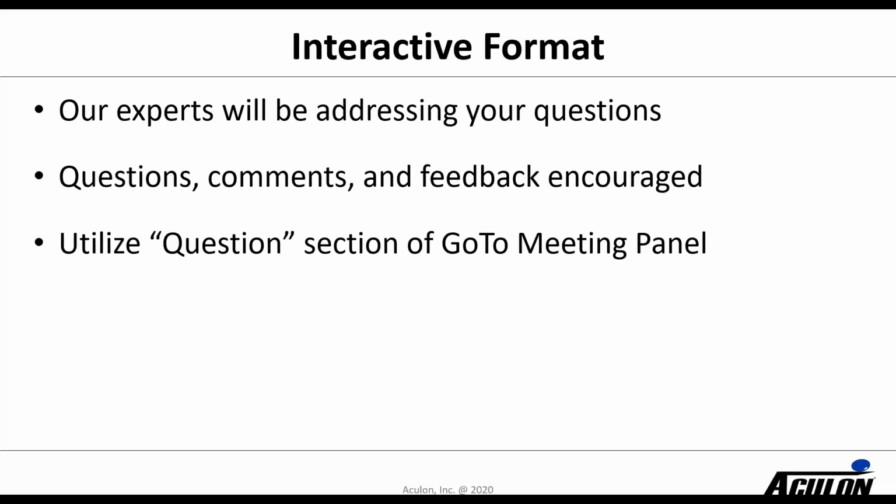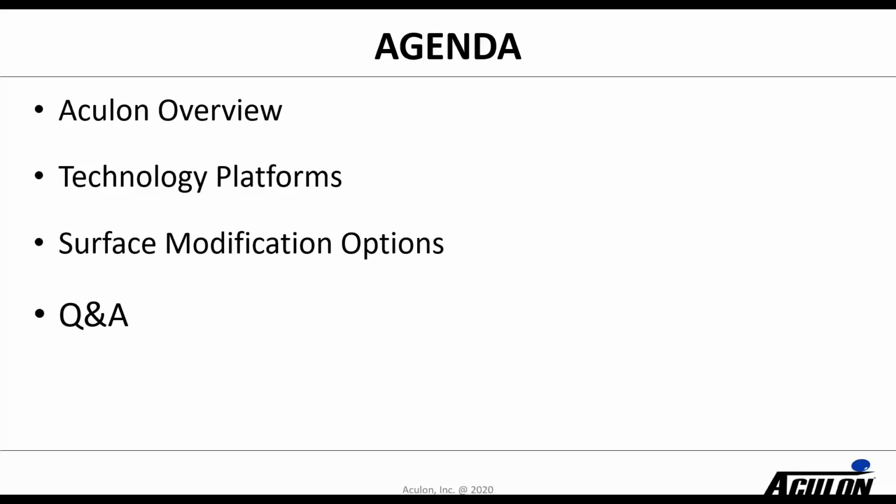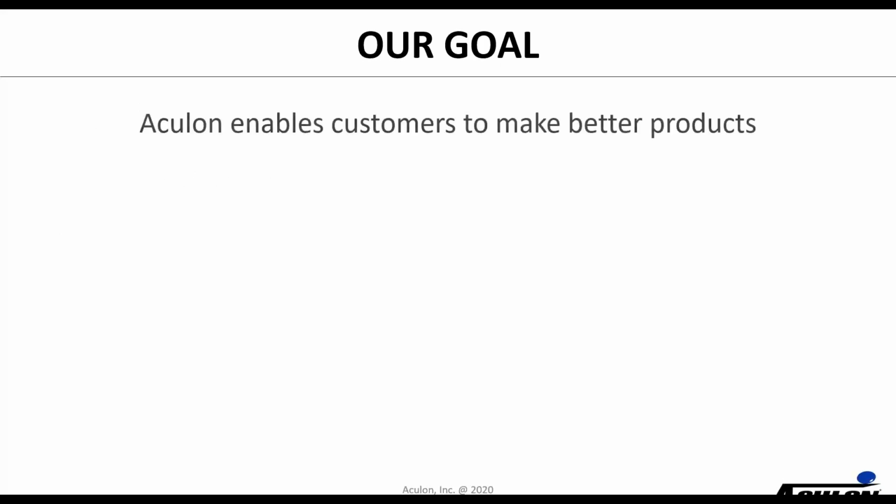Utilize the question section of the GoToMeeting panel, so type the questions in. You can start doing that now if you have a specific question in mind, or at the end as we finish the quick overview. So as I say, I'm going to give you a quick overview of Aculon for those of you who don't know much about our company, talk a bit about some of the technology platforms we have, talk about some surface modification options that you may be interested in, and then leave plenty of time for questions and answers. So let me start with our goal.